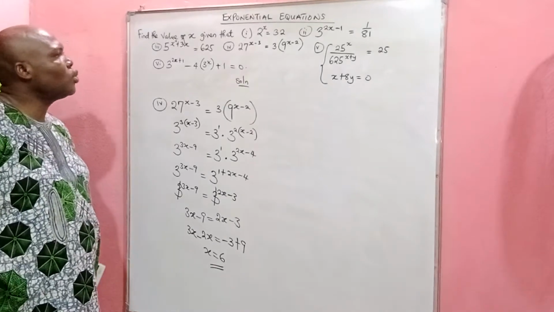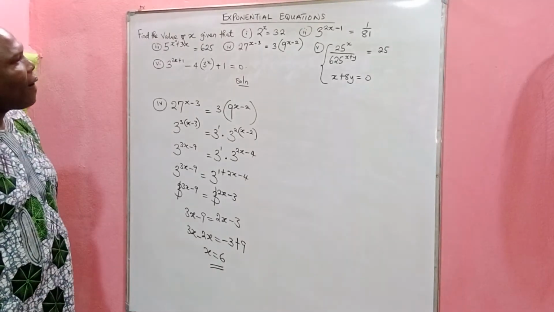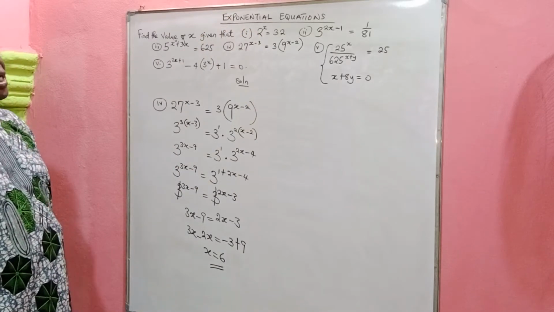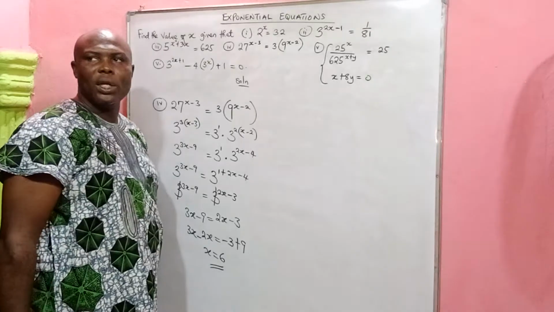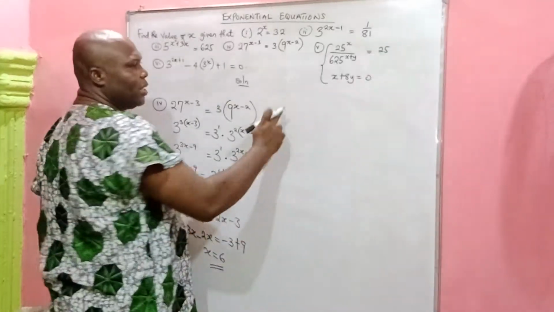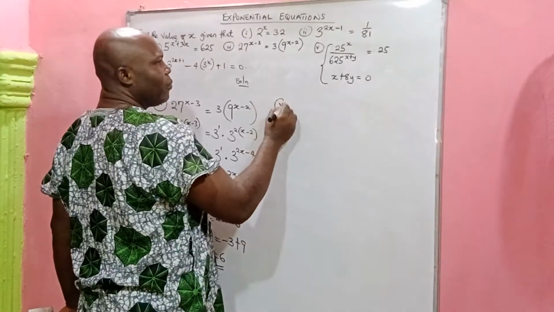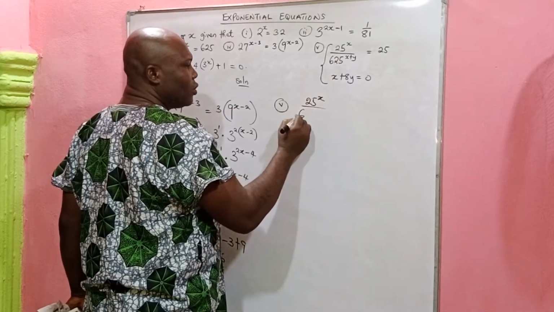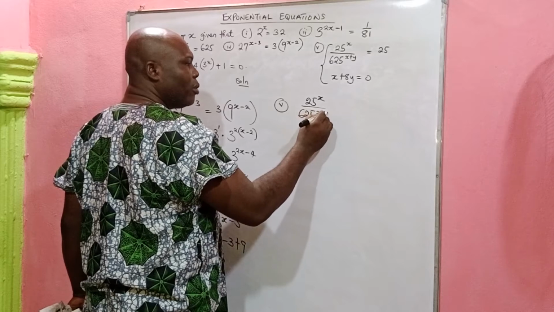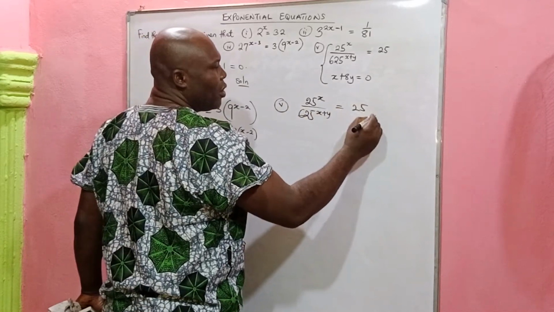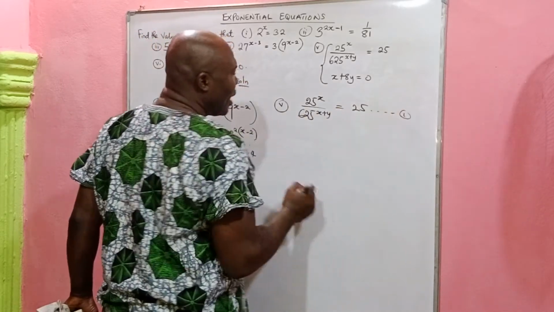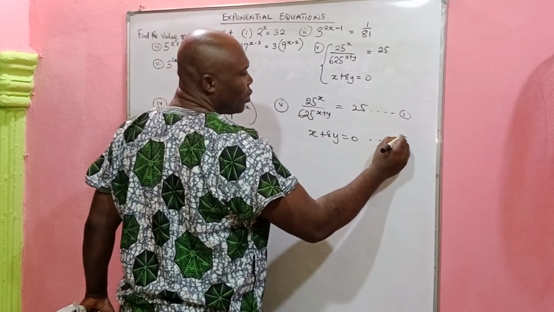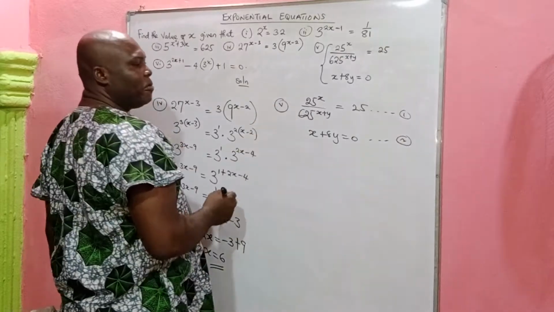Alright, so we are going to go straight to number 5. Number 5 will have to be an exponential equation that will lead us to a simultaneous equation. Please watch. So we are taking number 5. We have 25 raised to the power of x all over 625 raised to the power of x plus y will be equals to 25. Of course, this is equation 1. Alright, so we have the next one, x plus 8y is equals to 0, and that's equation 2.